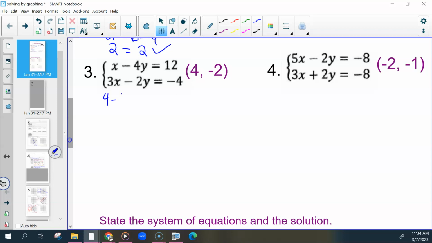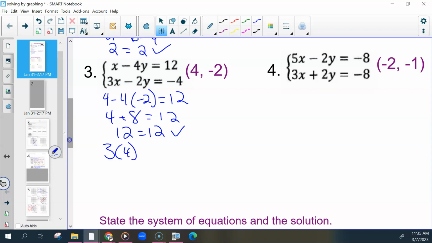So 4 minus 4 times negative 2 equals 12. Negative 4 times negative 2 would give us what? Positive 8. Does 4 plus 8 give us 12? Yes. And then we can check the second one.